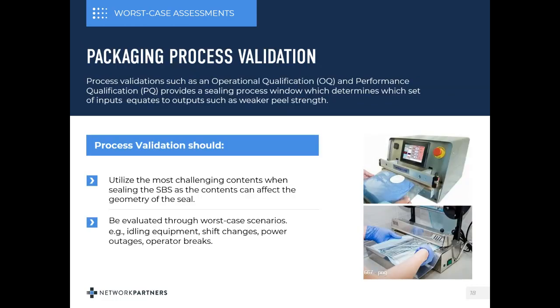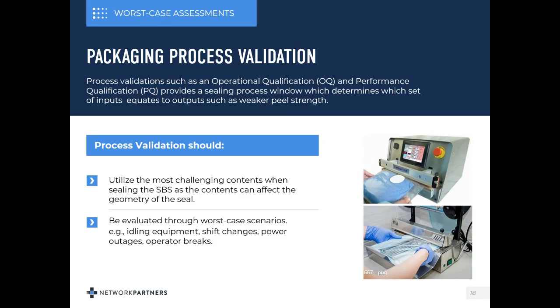Okay, so packaging process validation for your OQ and your PQ provides the sealing process window, which is going to determine which set of inputs equates to those weaker field strength outputs we talked about. We touched briefly on this. You want to use the most challenging contents when you do this. You could have multiple, like the picture below, multiple sharp devices that would affect your sealing process. Maybe it hits the backstop of the sealer, it's interfering with your seal, it's puncturing your seal. Those are things you want to assess and evaluate to worst case scenarios.